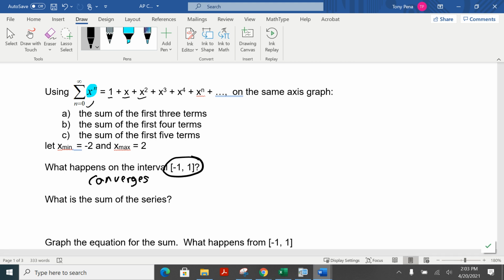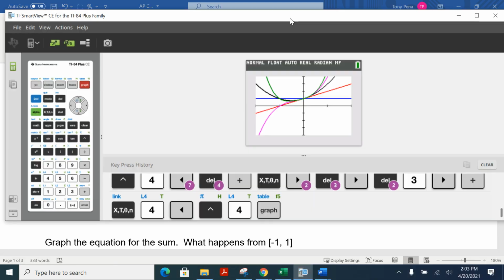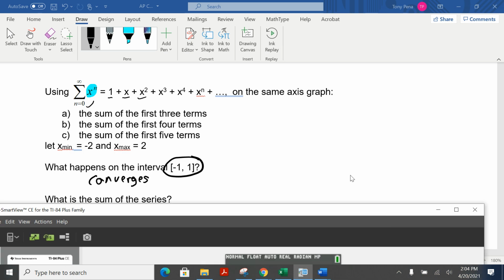If I go outside of that interval, though, notice how they all kind of take off in their own direction. So once I get past a negative 1 and a positive 1, they all kind of do their own thing. So as long as they kind of stay within that window, they're friendly with each other.